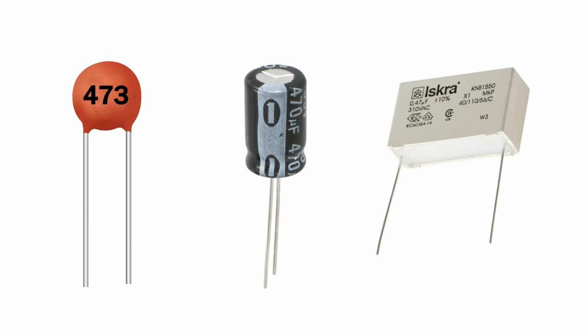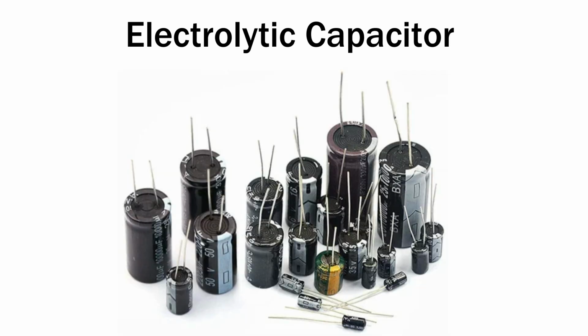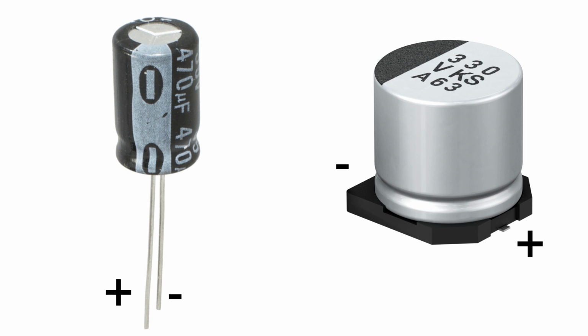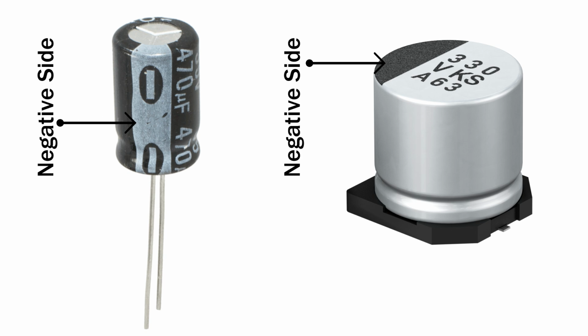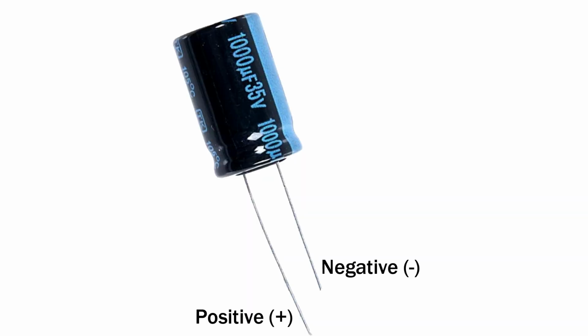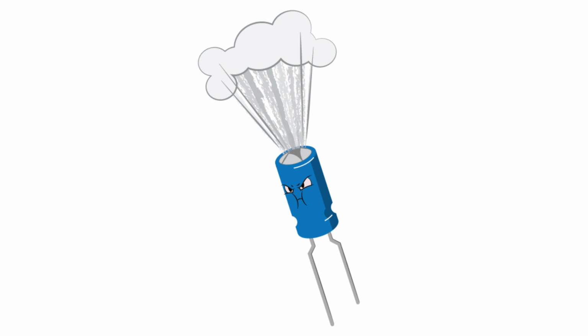Capacitors come in different types. Let's take a look at them. Electrolytic capacitors usually look like small cylinders. Most are black, blue, or brown with markings printed on the body. Electrolytic capacitors have polarity, meaning they have a positive and negative side. The negative side is marked with a stripe or minus symbol running down the body. The positive lead is usually longer while the negative lead is shorter. Always connect them the right way in a circuit. If reversed, they can get damaged or even explode.